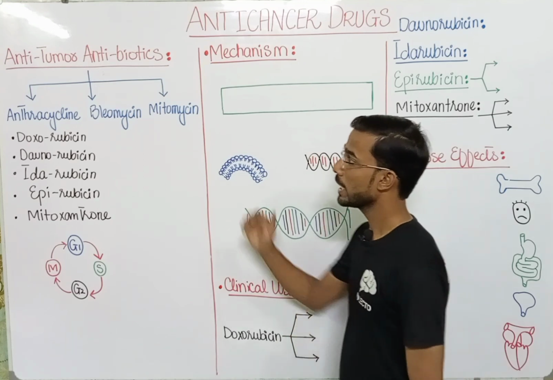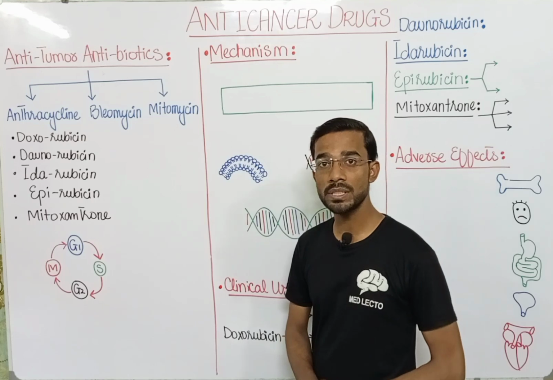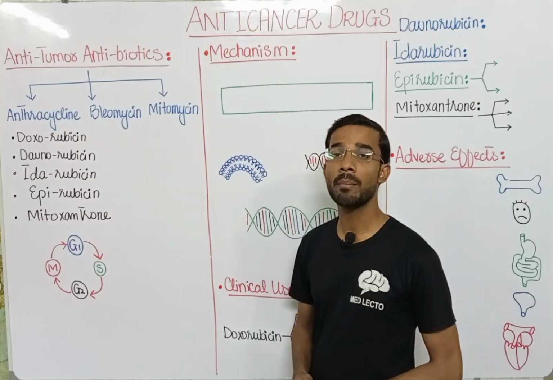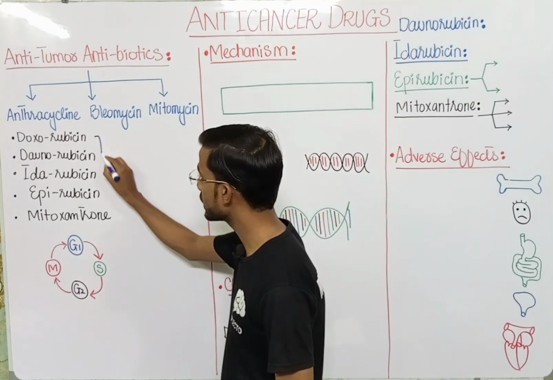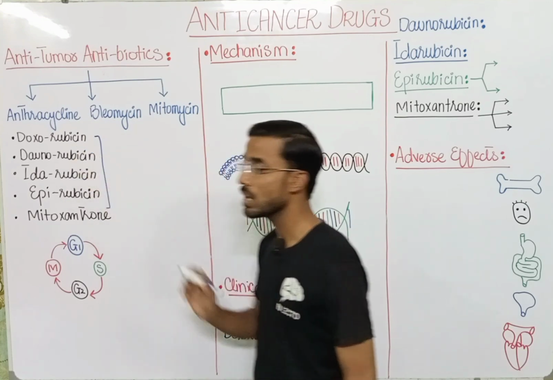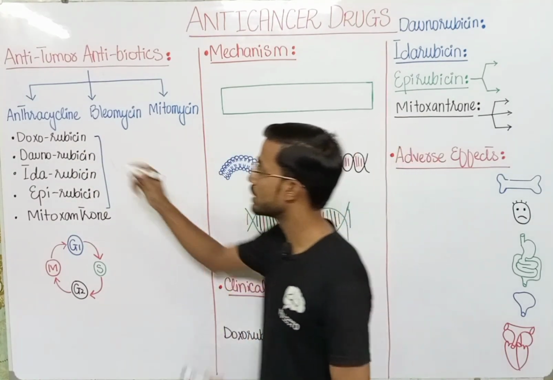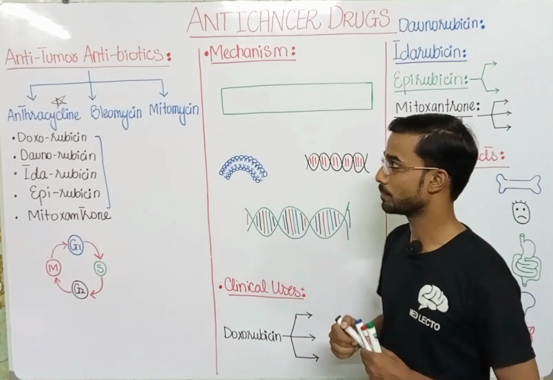So if you see here in the anthracycline, you will see further different drugs: Doxorubicin, Daunorubicin, Idarubicin, Epirubicin, and Mitoxantrone. So these are basically the five categories that actually fall in the anthracycline. So in this lecture, we will specifically discuss this first category, that will be the anthracycline.